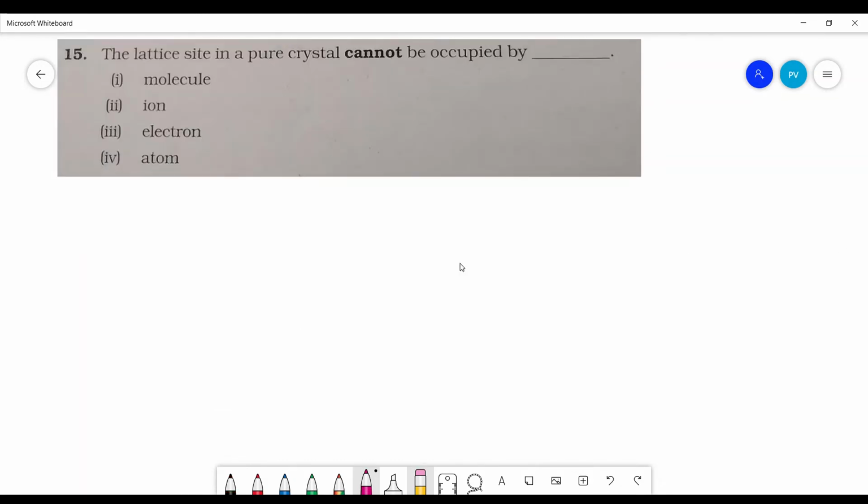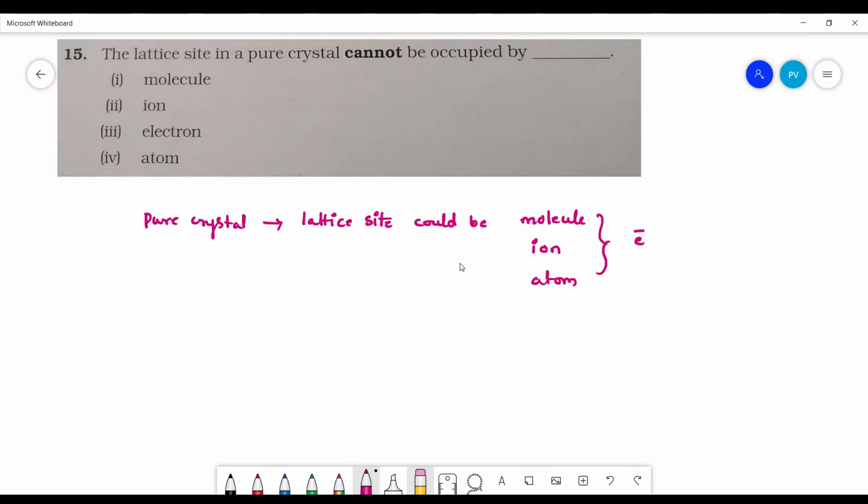The lattice site in a pure crystal cannot be occupied by what? So here in a pure crystal, the lattice site could be a molecule, or it could be an ion, or it could be an atom, but it could not be an electron, because they said it is a pure crystal.